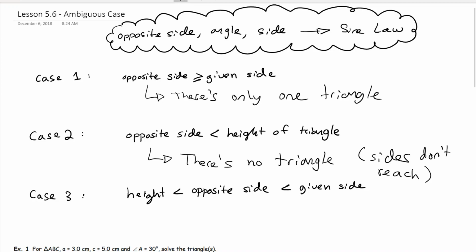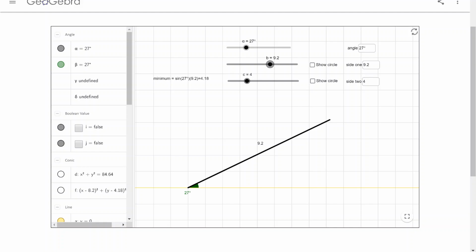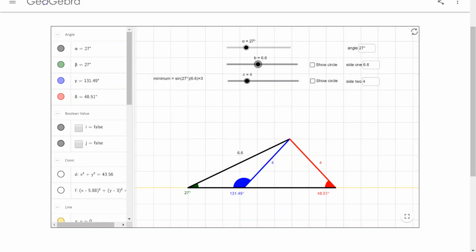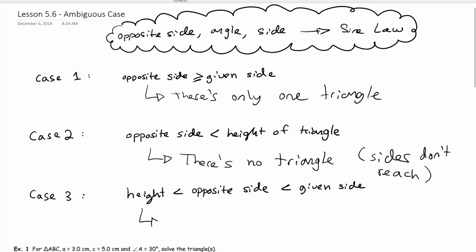Right? And then there's case 3, which is when the opposite side of the angle that's given is smaller than the given side and bigger than the height. I've kind of shown you this already. So when that happens, what we get is 2 triangles, and we actually need to solve for both triangles. So when this occurs, there are 2 triangles, and this is the ambiguous case.